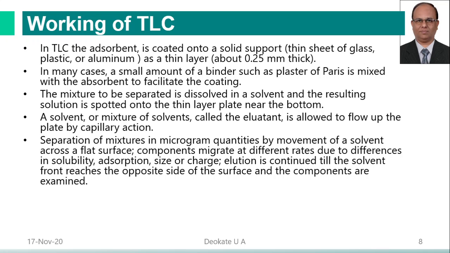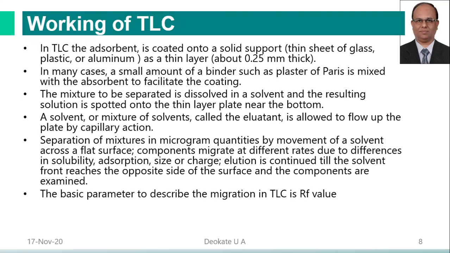Let the components move on this plate, and according to differential distribution, they will acquire a different distance that we are finding as RF value. That RF value is the distance traveled by the solute divided by the distance traveled by the solvent front. Again, it will always be less than 1. So we are calculating this RF value as a physical characteristic, and we are comparing the observed value with the reference value.